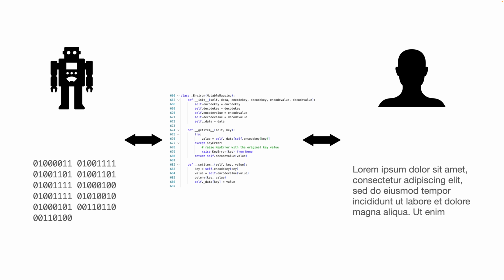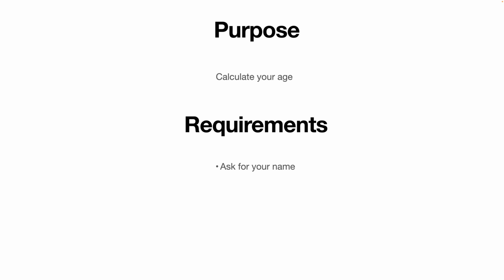So let's make an example. Let's first think about a purpose for an example program. Let's say calculate your age. Well, for that, we need some requirements. It could be asking for your name, asking for the current year, and asking for the year you were born. With that information, we can proceed and calculate your age. So in a programming language, let's think about what kind of commands would be required for that. What kind of commands would be interpreted by the computer to do that.